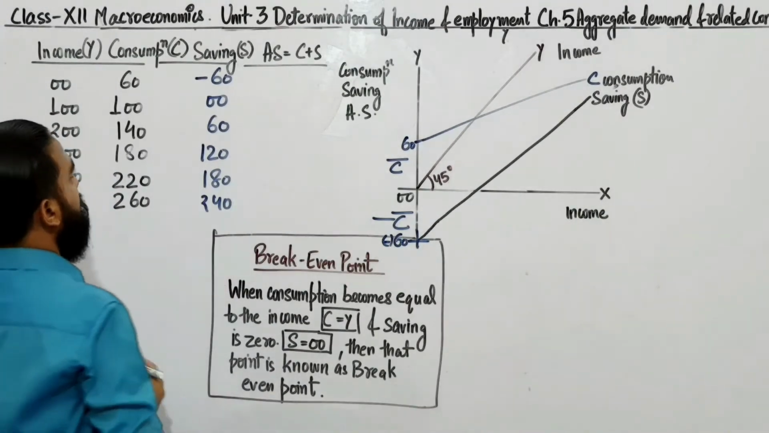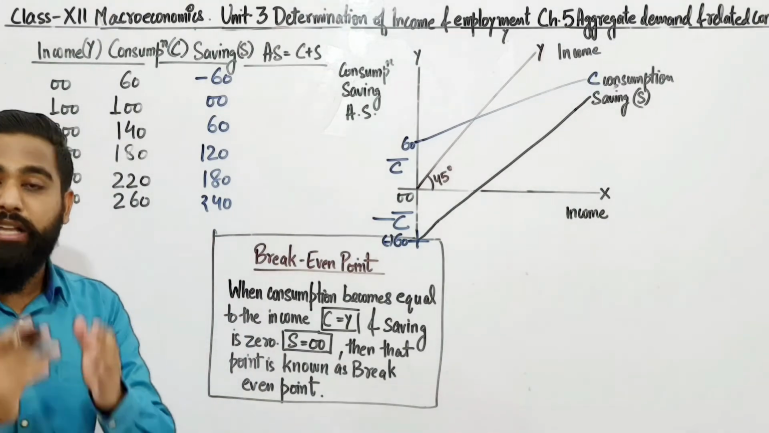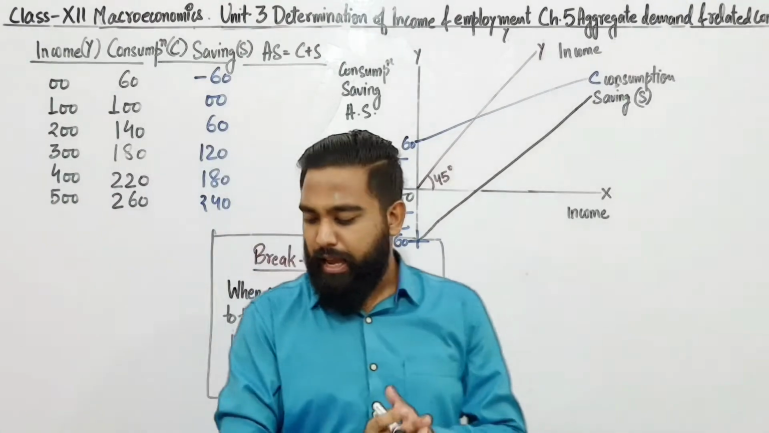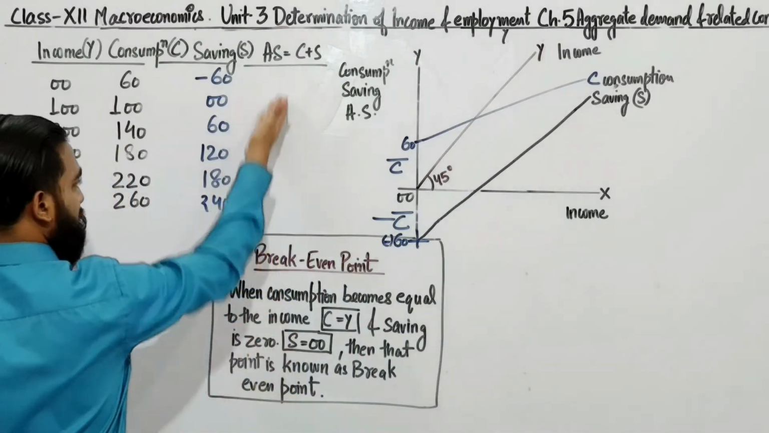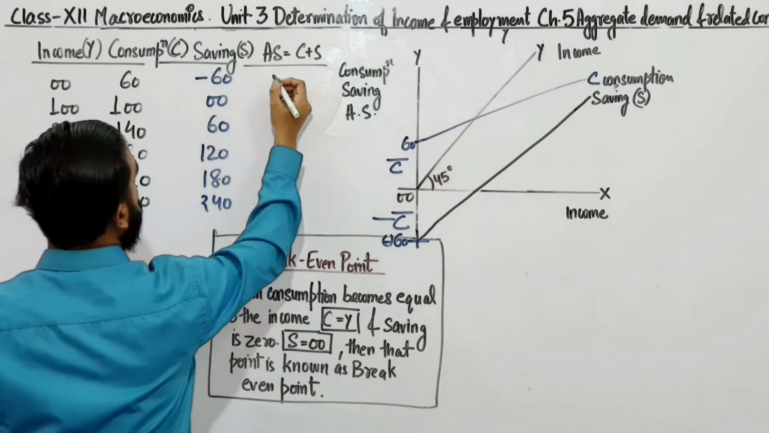Now aggregate supply. How do you calculate aggregate supply? What is the formula? C plus S, consumption plus saving. If you add your consumption and your saving, you will get the aggregate supply. Now let's complete the schedule. Consumption plus saving.